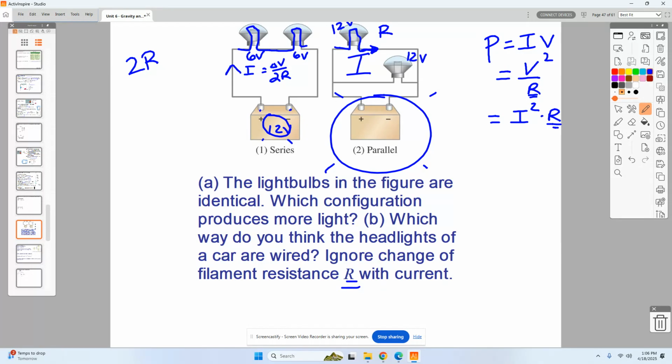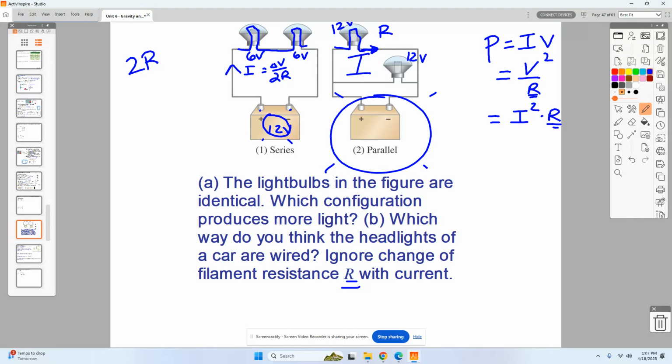Which way is your car wired? If this is coming from a 12-volt battery in your car, which way are your lights wired? Parallel or series? How do you know? When one burns out, you don't want them both going out. So when one burns out, the other one's still able to operate. Okay? So we can use our power equations to look at this. We could look at just in terms of voltage and so forth. We'd be able to get through and do that.